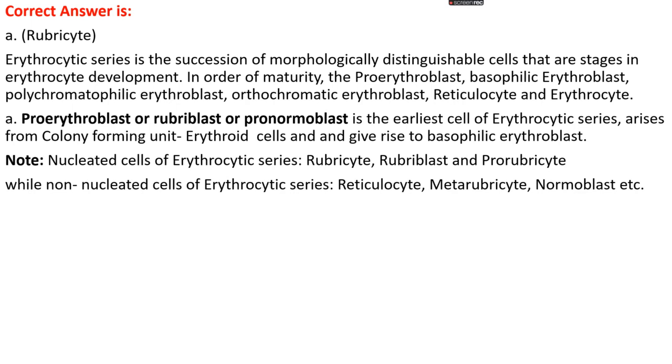Note that the nucleated cells of the erythrocytic series, that is rubricytes, rubriblasts and prorubricytes, are the cells which contain a nucleus inside the cytoplasm, while the later stages of the erythrocytic series are non-nucleated cells, which include reticulocytes, metarubricytes, normoblasts, etc.